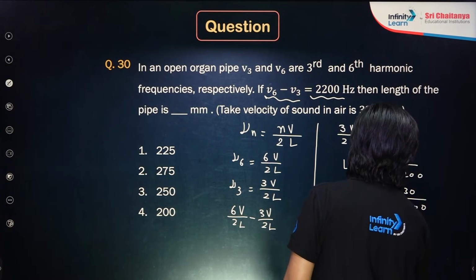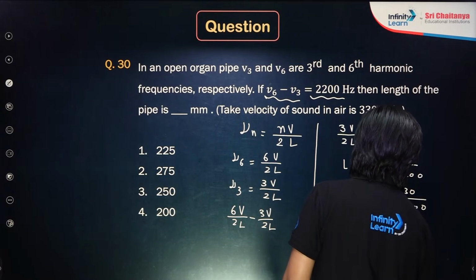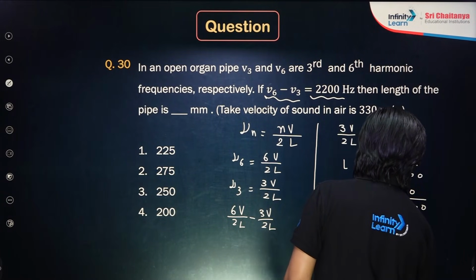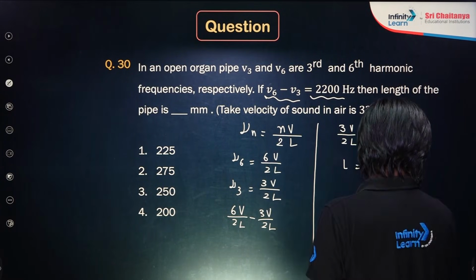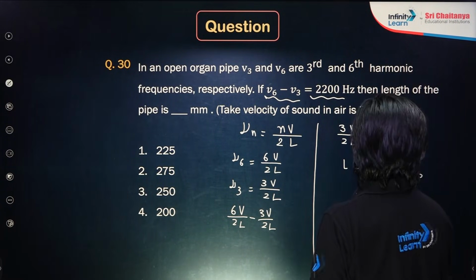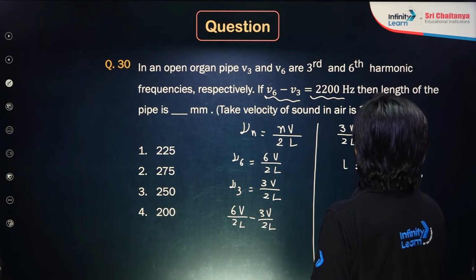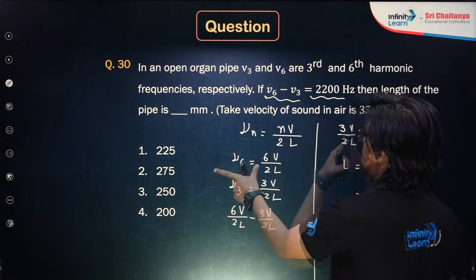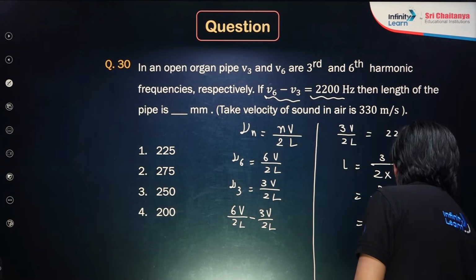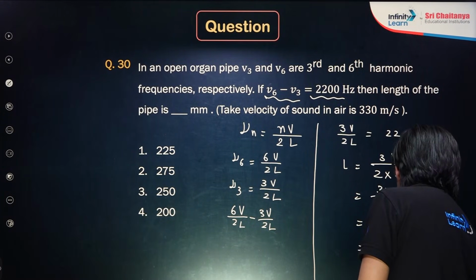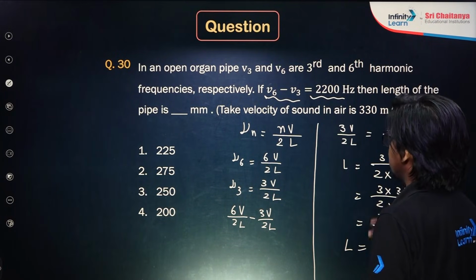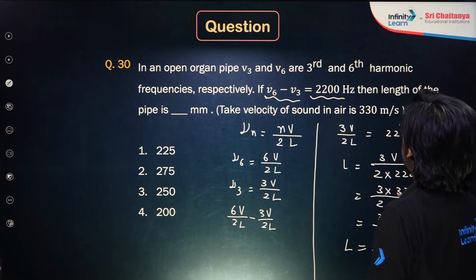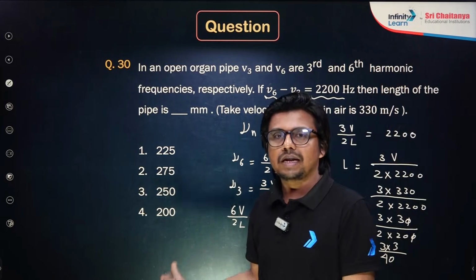So 3 into 330 divided by 2 divided by 2200, the zeros cancel out. So we want to find the length from 3V by 2L. They are asking in millimeter, fine. So length is equal to 3 into 3 divided by this 40, and because I am writing all the values in SI units, I will get this value in meter.